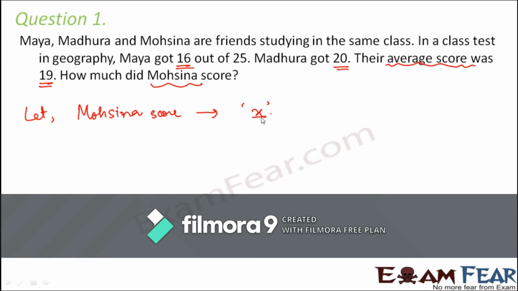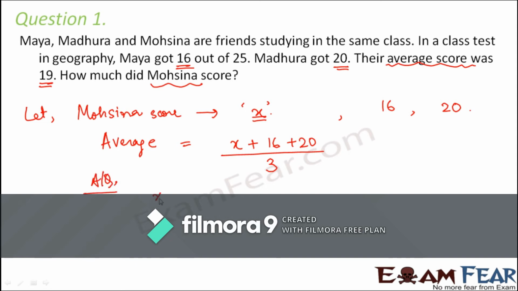Now considering Mohsina's score is x, Maya's score is 16 and Madhura's score is 20. How do we find the average of their scores? We have learned how to find average in the previous lesson, right? So average is about summing them up divided by their number. So what would be the sum? x plus 16 plus 20 divided by how many of them are present? 3. Maya, Madhura and Mohsina. So this divided by 3. But according to the question, this average is actually 19. So that means x plus 16 plus 20 divided by 3 is equal to 19. So this is our equation.